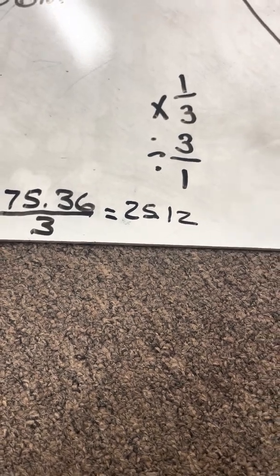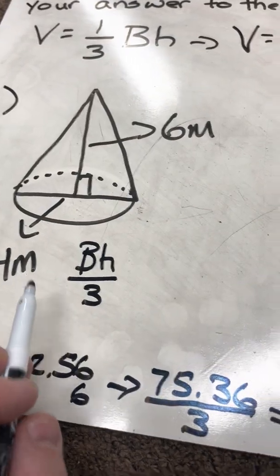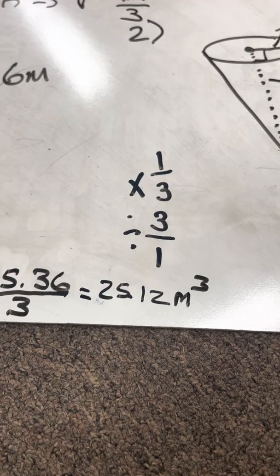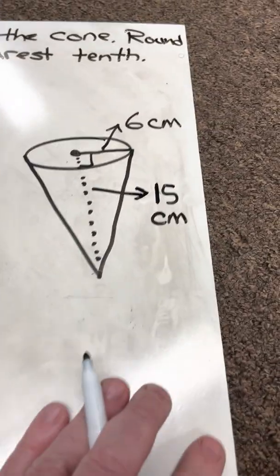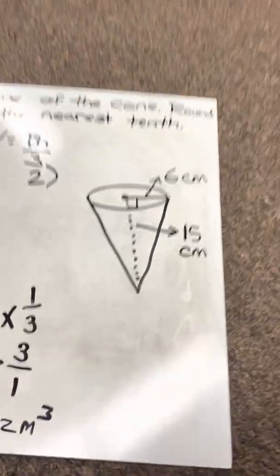25.12. All right? But it's volume, so it has to be cubic, and we're talking about meters here. So that's going to be cubic meters. 25.12 cubic meters. All right. So we go to our next one here. Here's number 2.